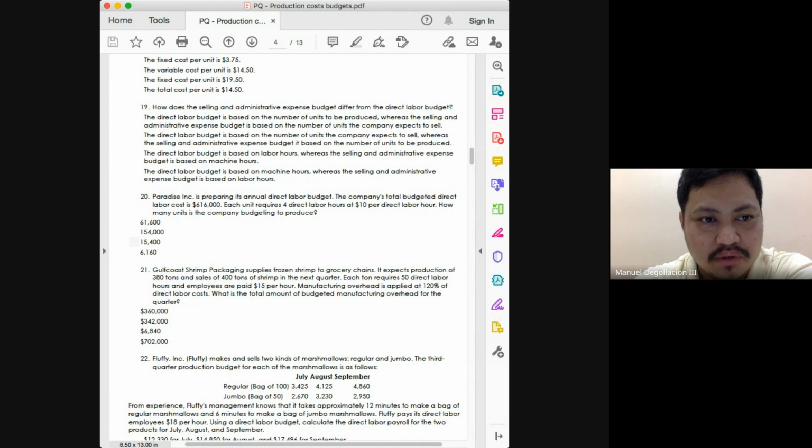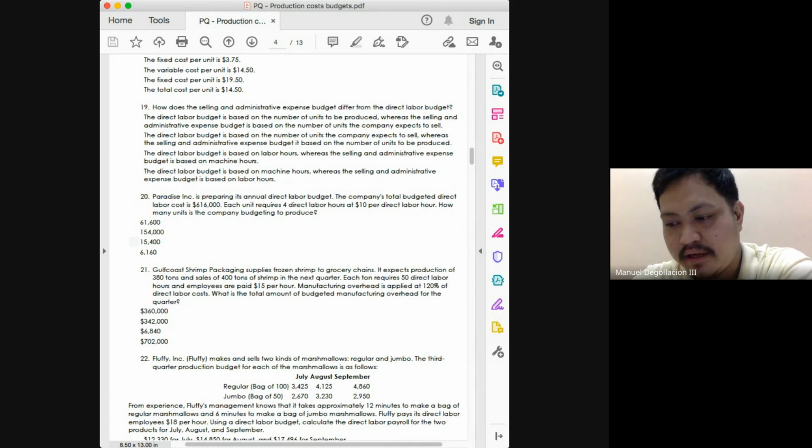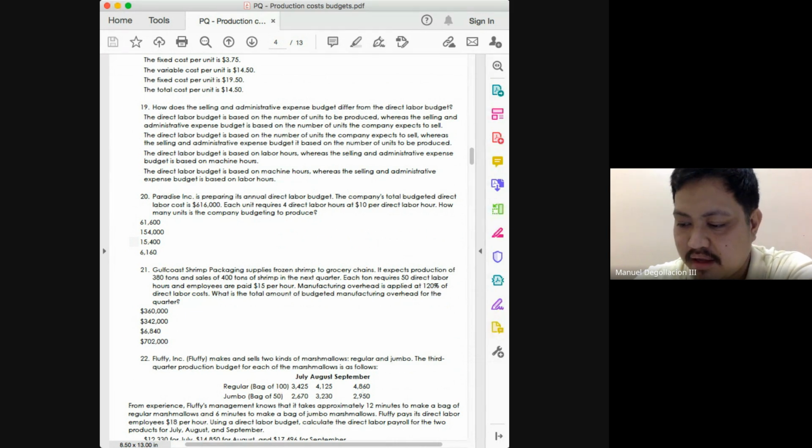This time we're given our total budgeted labor cost, which is 616,000. Okay, then each unit requires 4 direct labor hours, and at $10 per direct labor hour. So if the total cost is 616,000, if you divide it by 10, the cost per hour, that means we are budgeting a total of 61,600 labor hours. Okay, and then since each unit will require 4 hours, we further divide 61,600 by 4.